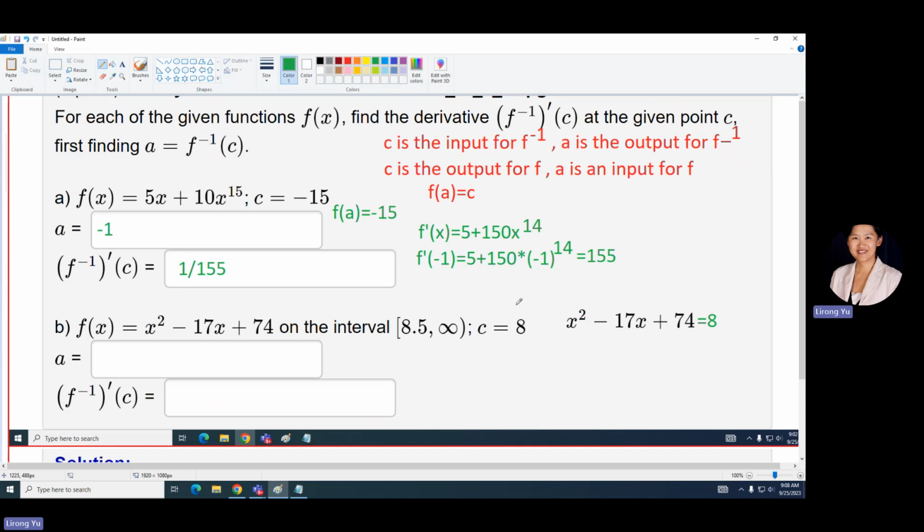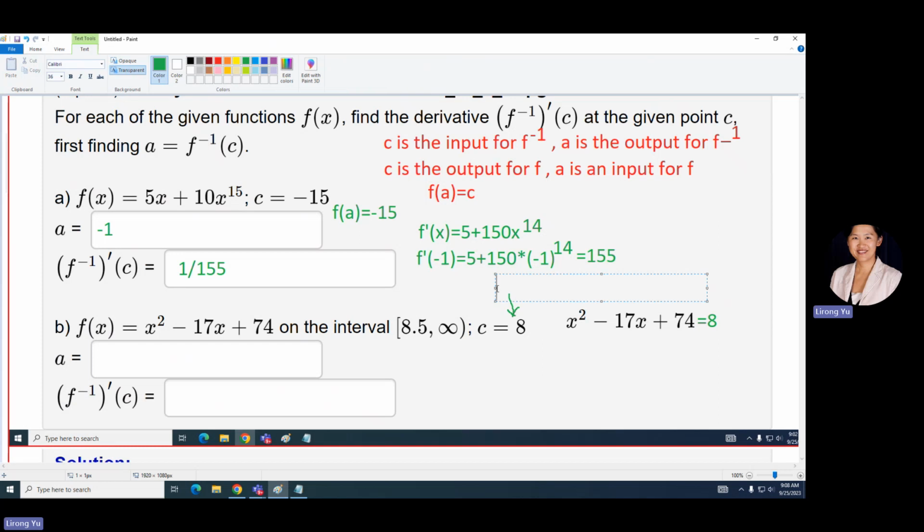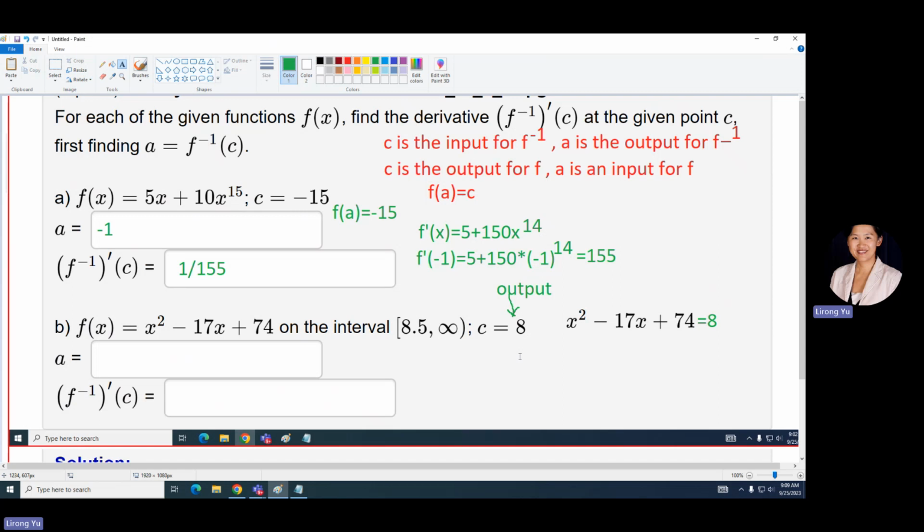Remember, the 8 is actually an output. It is the input for the inverse, therefore it's the output for the original. We're going to make the function's y value equal 8. It's not as easy as this one. We figured out the -1 through observing 5, 10, 15, then we see a relation there can be directly related. The 5 plus 10 is 15. So you realize if x equals -1, we will answer the question.